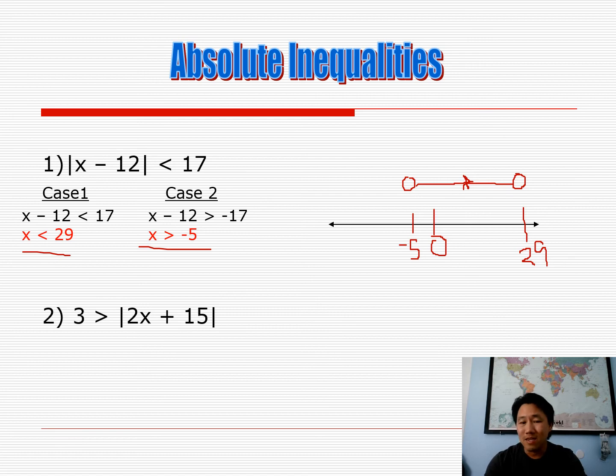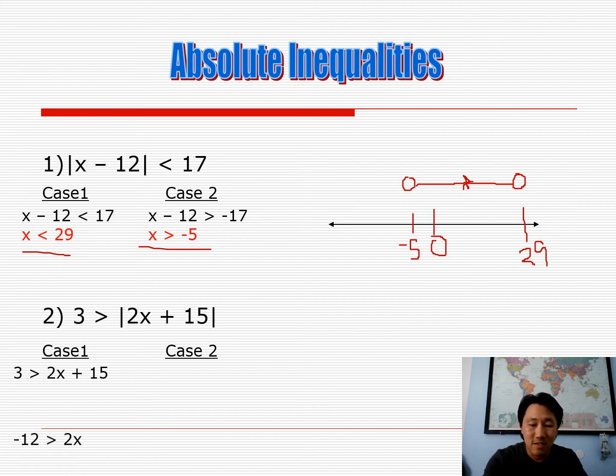This one is the same thing, except I wrote it on the different side. And that sometimes confuses people, but it shouldn't. You just do it the same way. Two cases. The first case, 3 is greater than 2x minus 15. You have to keep everything the way it is so that when you subtract 15 from both sides, you get negative 12 is greater than 2x. Divide both sides by 2. You have negative 6 is greater than x.